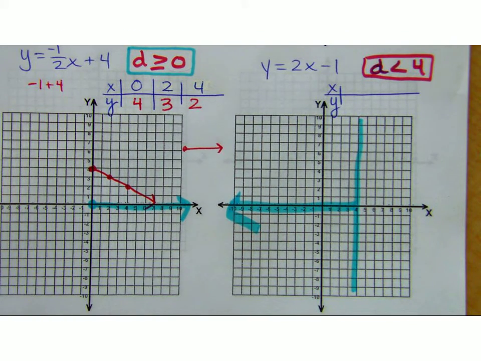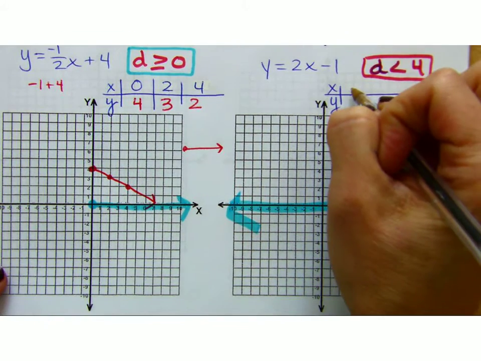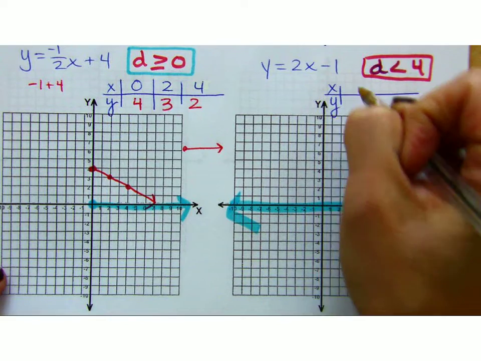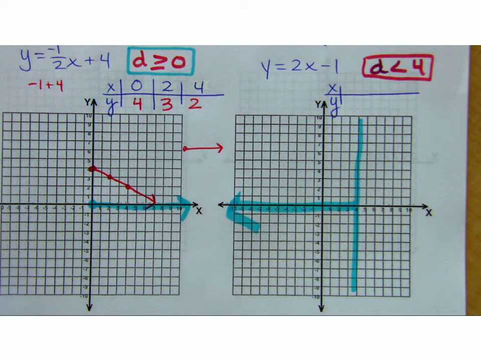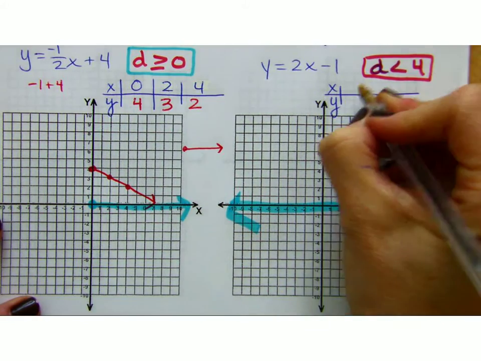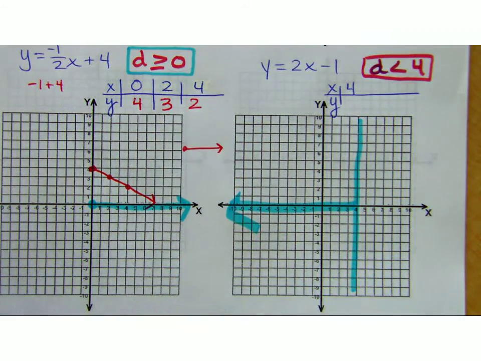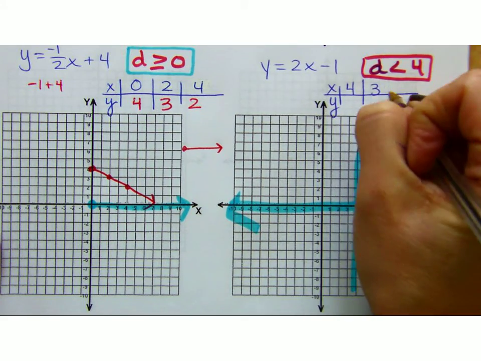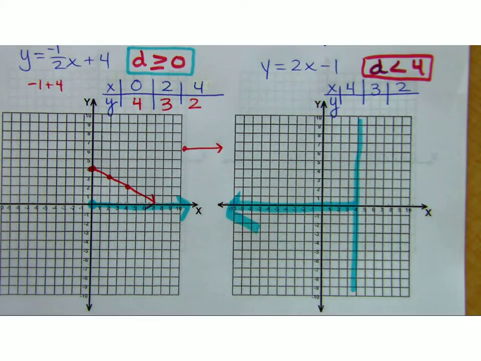I understand 3 is less than 4, but by putting 3, I am forgetting about all the numbers that are less than 4, right? But still greater than 3. So instead of putting 3, I'm going to put 4 and use what kind of circle on my graph? Good, an open circle. So I'm going to use 4, 3, and 2.